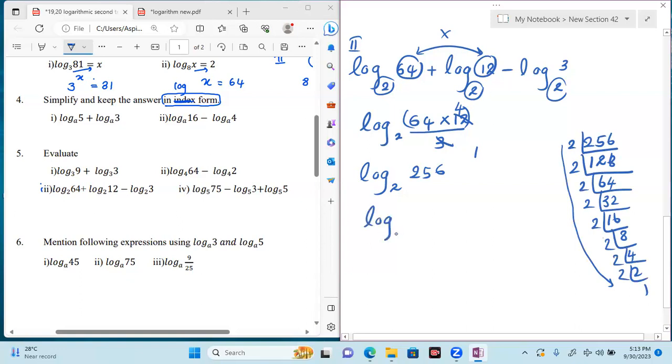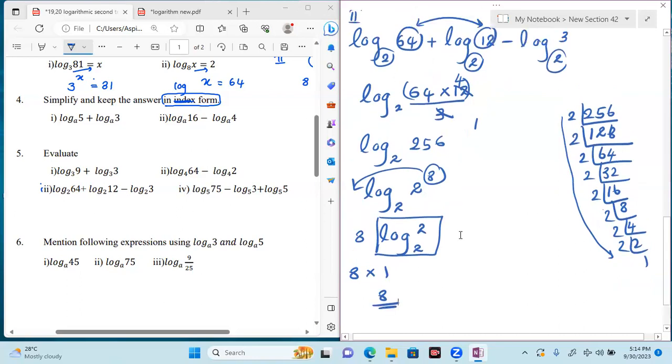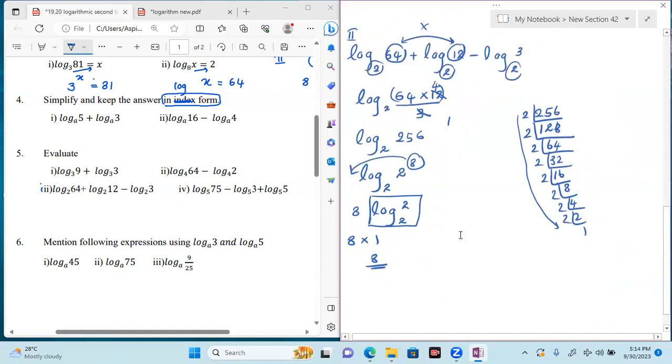So logarithm of 256 to the base 2 can be written as 2 to the power of 8. Now here 8 is the exponent, so it comes in front of the log term. So it is written as 8 times logarithm of 2 to the base 2. Then instead of this, we can write 1. 8 times 1, then the answer is 8. Then we have evaluated the value of this particular expression.